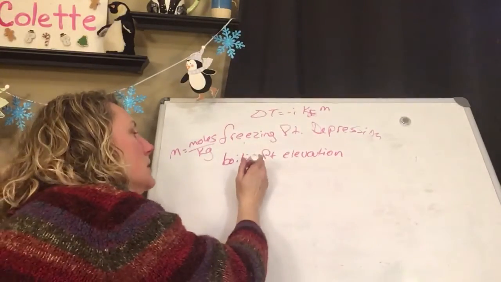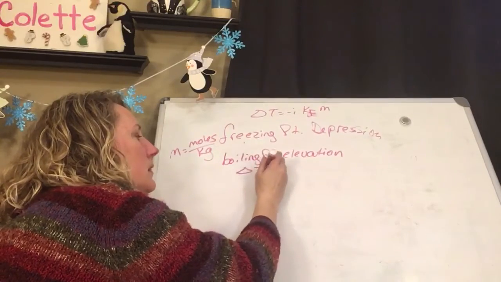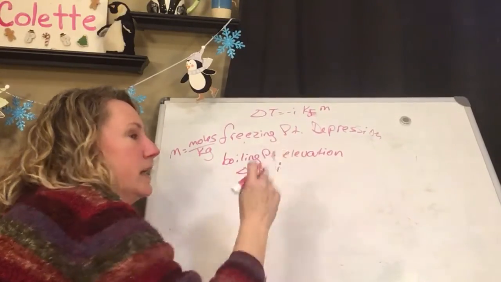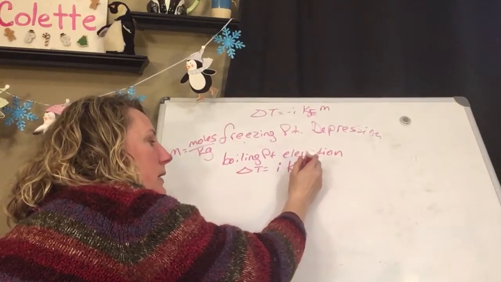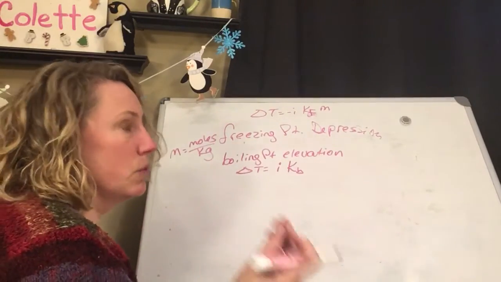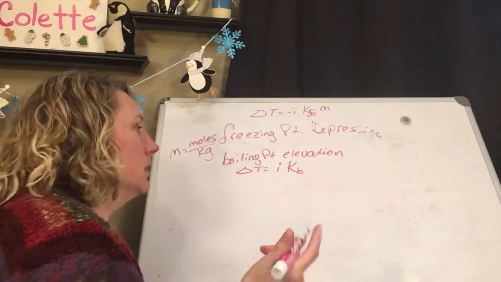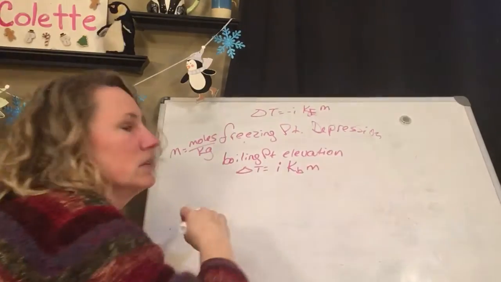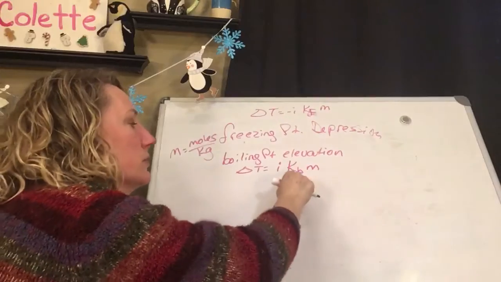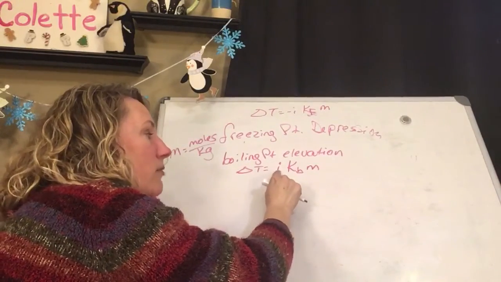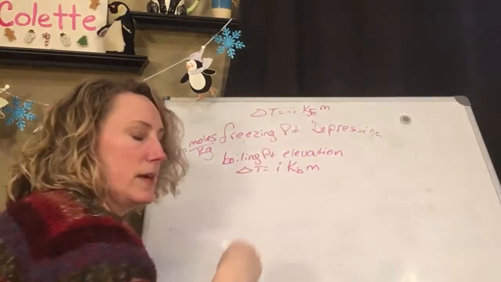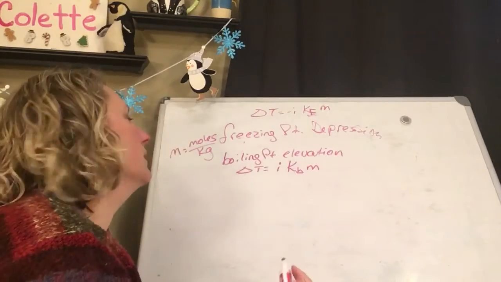This is going to be basically the same thing, only now we're talking about how much you're going to raise your temperature. So it's going to be delta T equals positive i, because we're raising the temperature a certain amount, times your K sub B, which again they have to give you, it's your boiling point elevation constant, times your m. So it's exactly the same thing. They're just going to give you a different constant, and now you have a positive i instead of a negative i. Calculate the i exactly the same way.